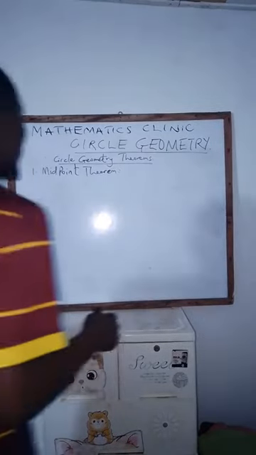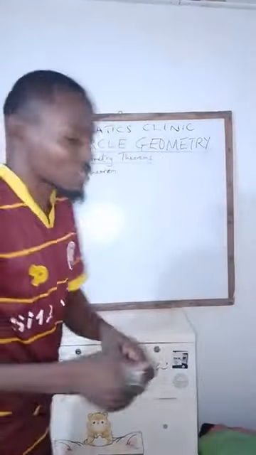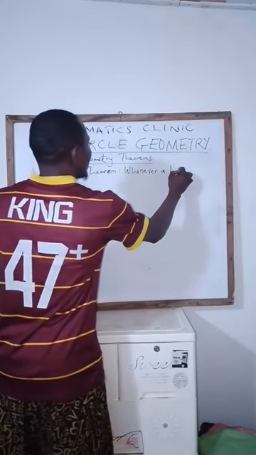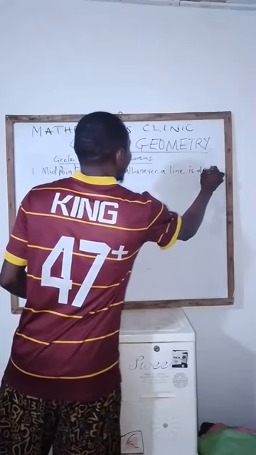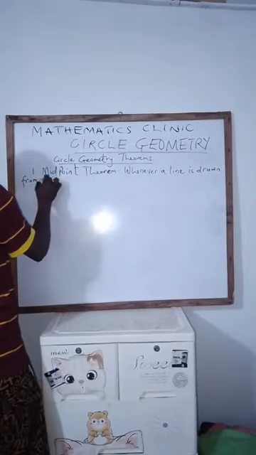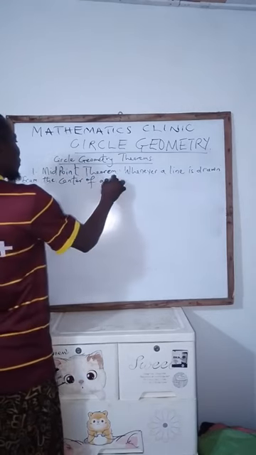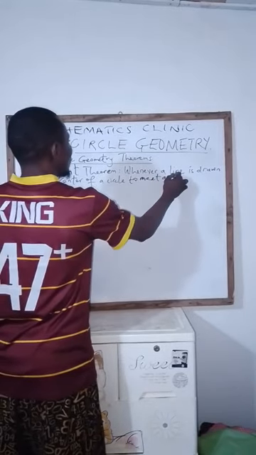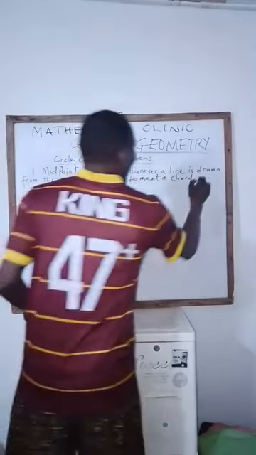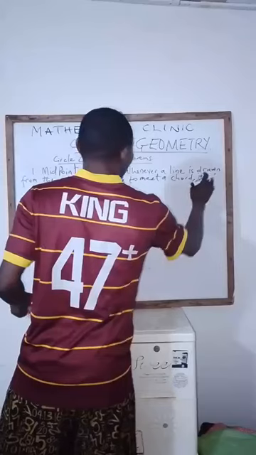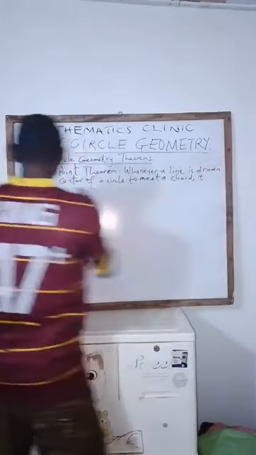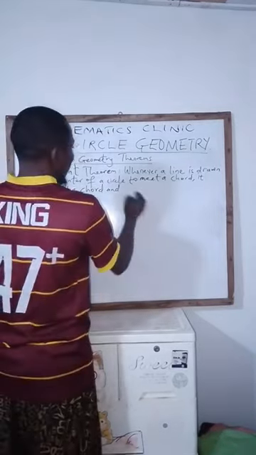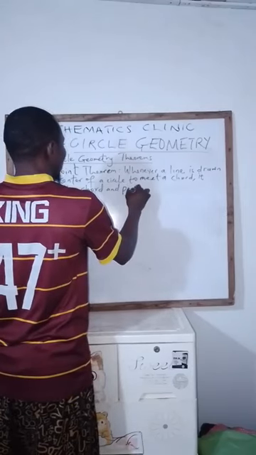What is the midpoint theorem talking about? The midpoint theorem states that whenever a line is drawn from the center of a circle to meet a chord, it bisects the chord and is perpendicular to it.